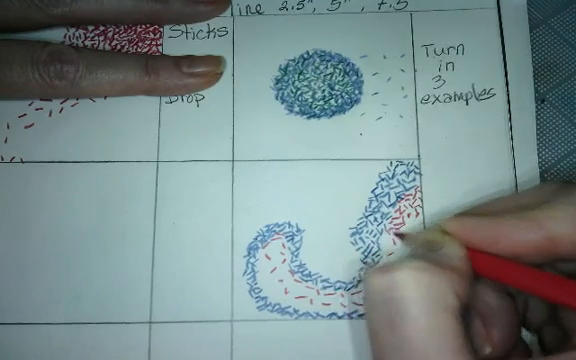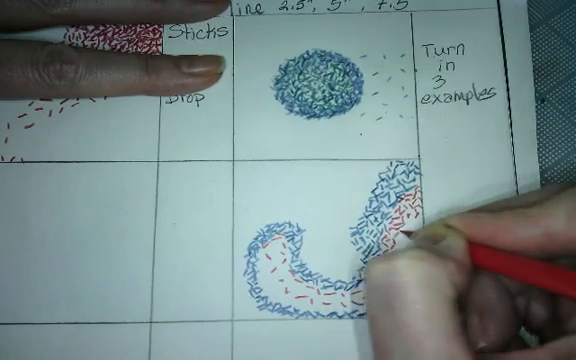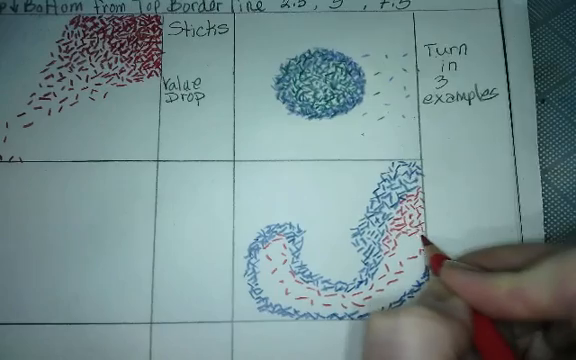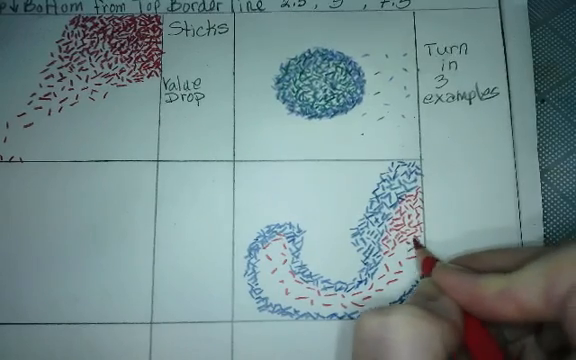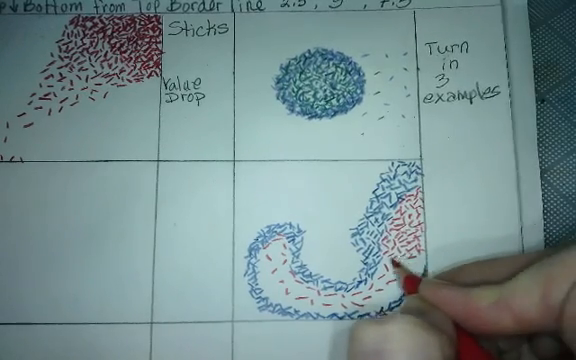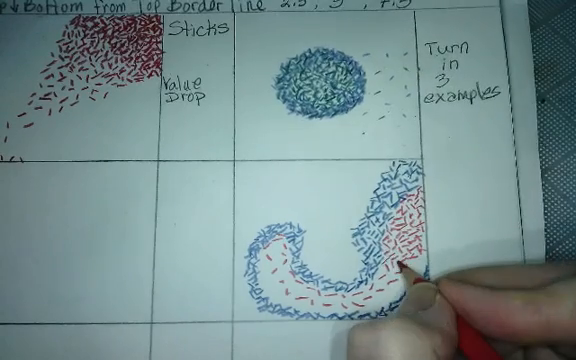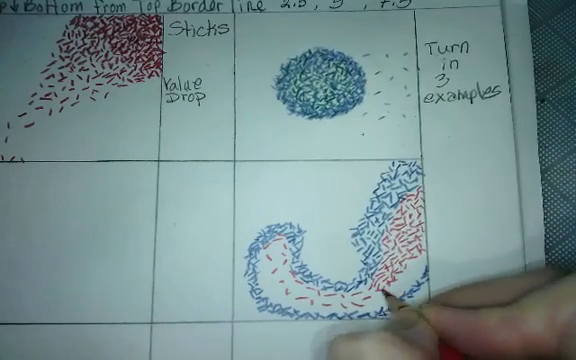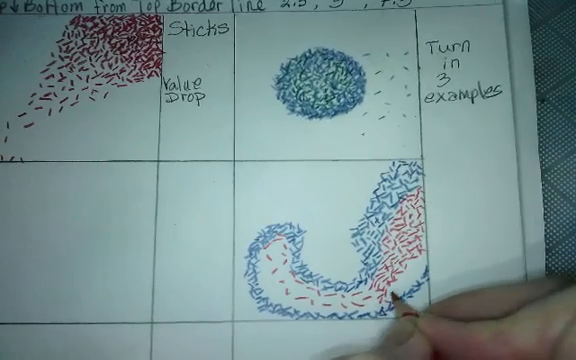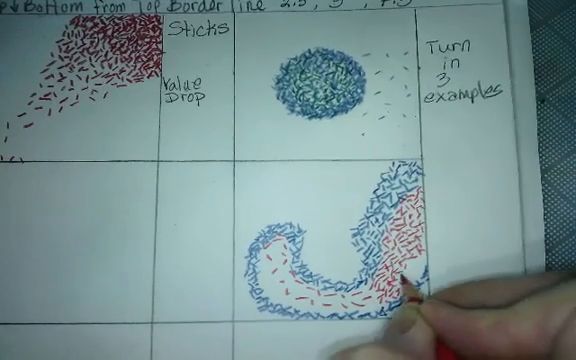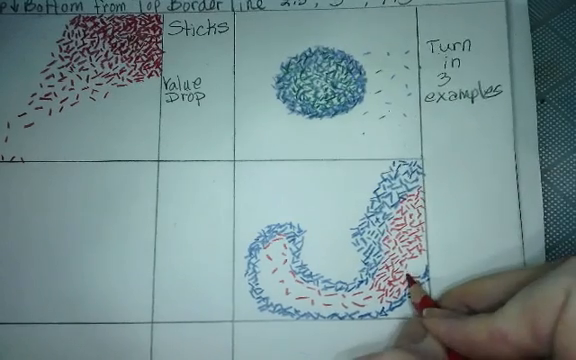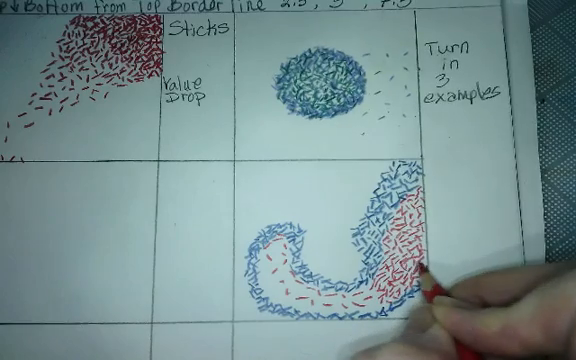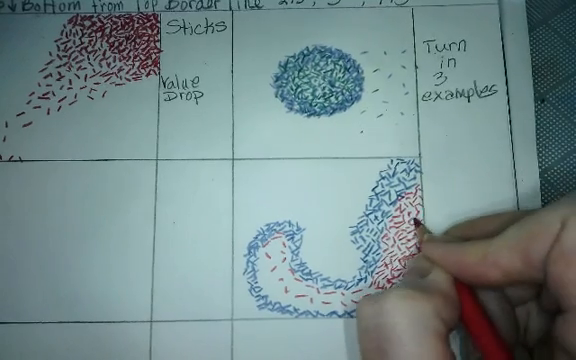If your pencil starts to get dull, please sharpen it, because it will give you the best marks with a sharp point. Listen to the sound of your colored pencil on your paper. Concentrate on that while you're making your lines.